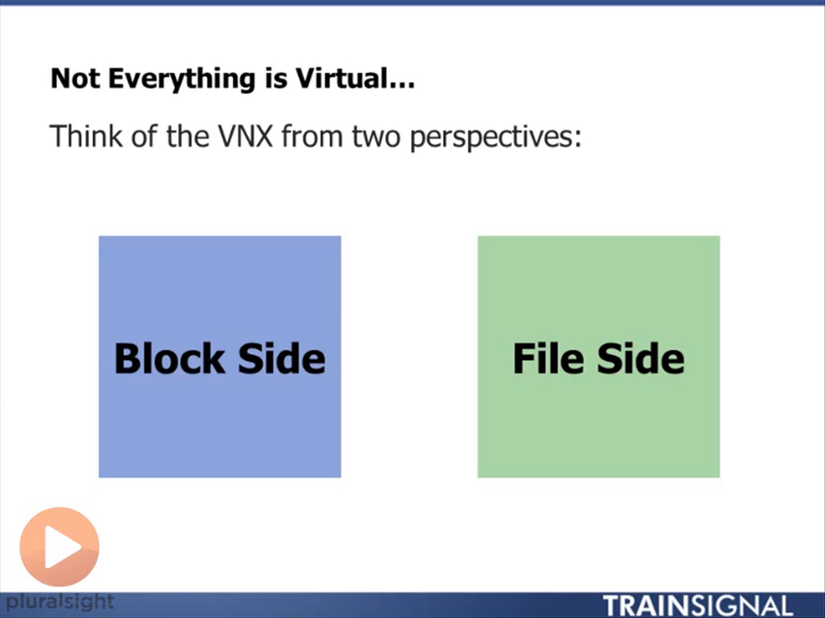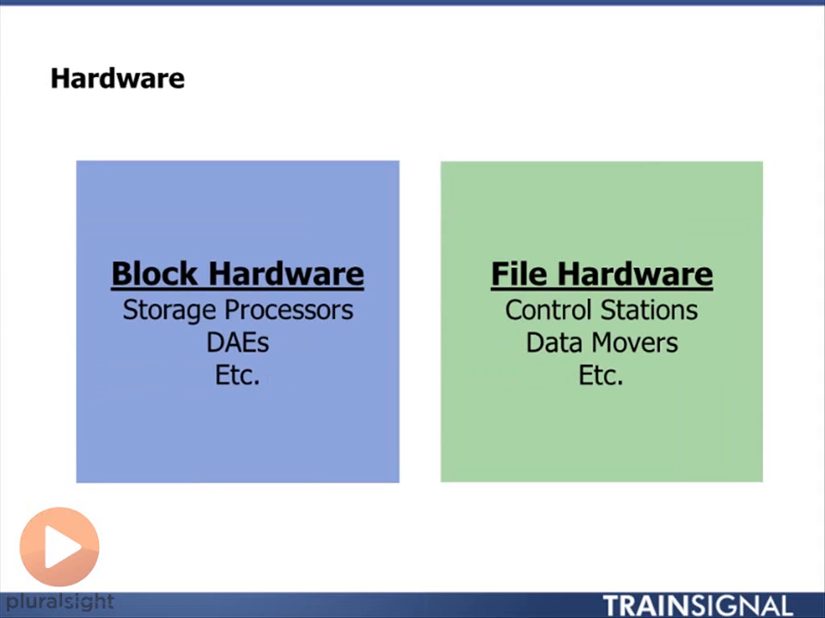So in general, you have the block side and you have the file side, right? Now there's specific hardware that is allocated to the block side, and there's specific hardware that's allocated to the file side. Some of the key components for the block hardware are storage processors and DAEs, and we'll go over what those are here in a sec. On the file side, there are control stations and data movers.